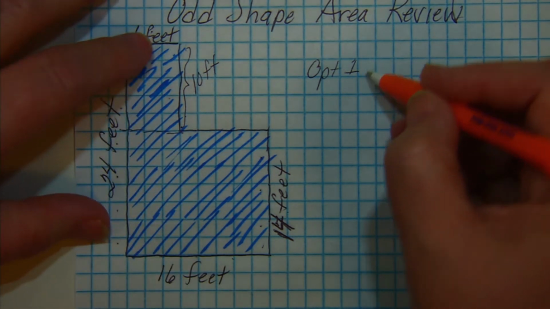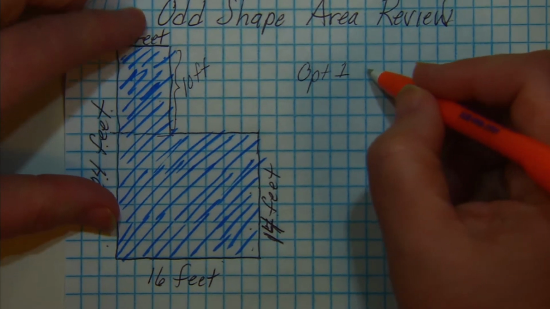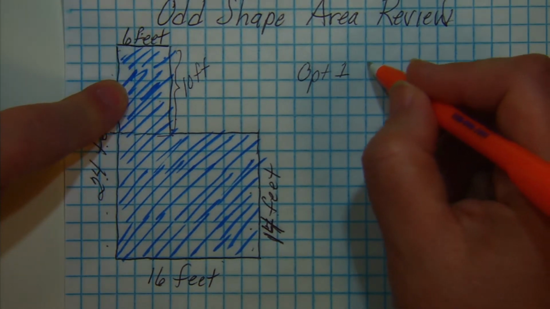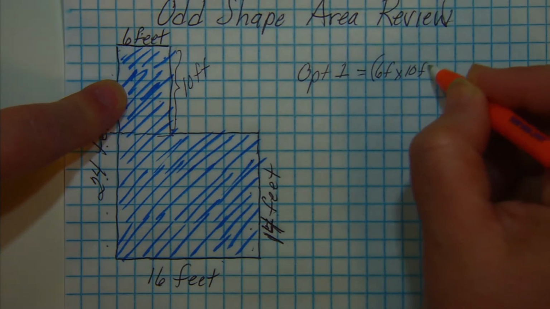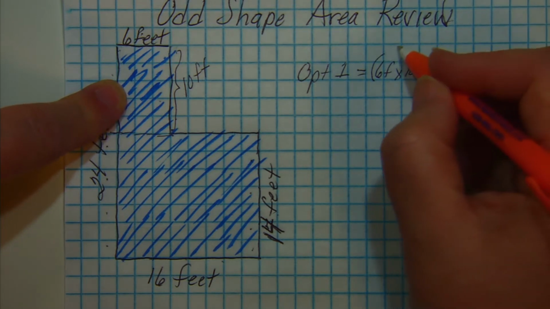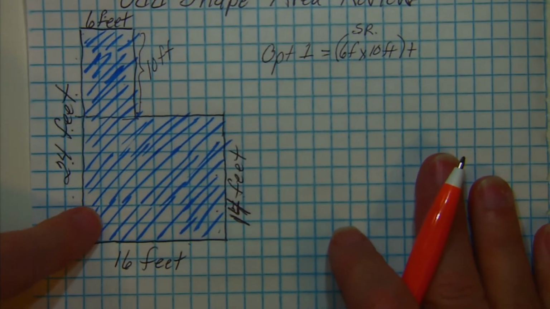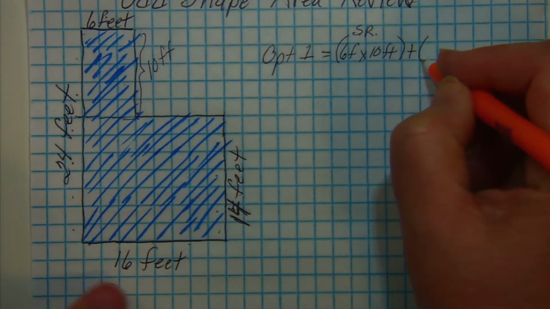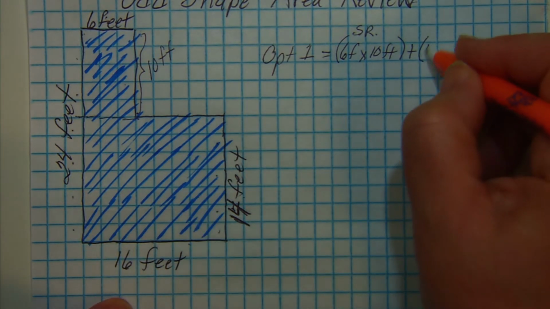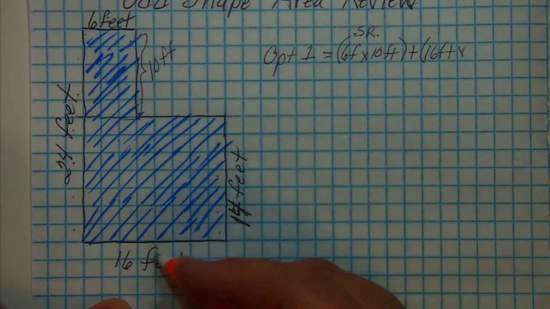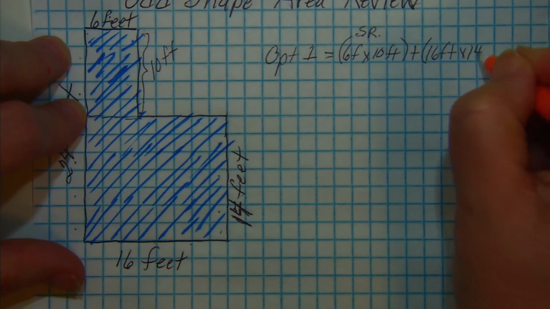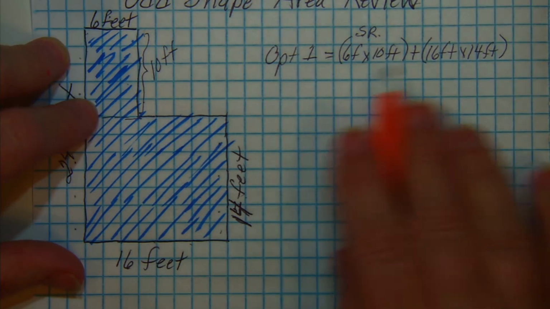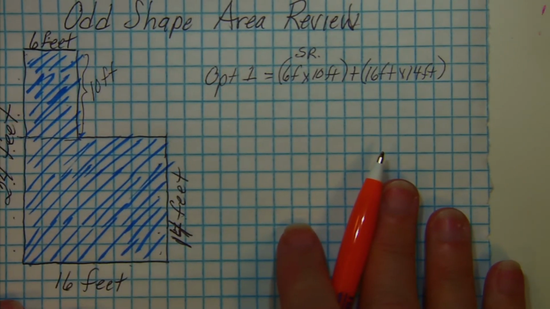Here is the area of shape 1. All right, the smaller rectangle is 6 feet times 10 feet, plus the area of the larger rectangle, which is the width, 16 feet, multiplied by the height of just this rectangle, 14 feet. Now, once I do the multiplication of these two, I can add them together.